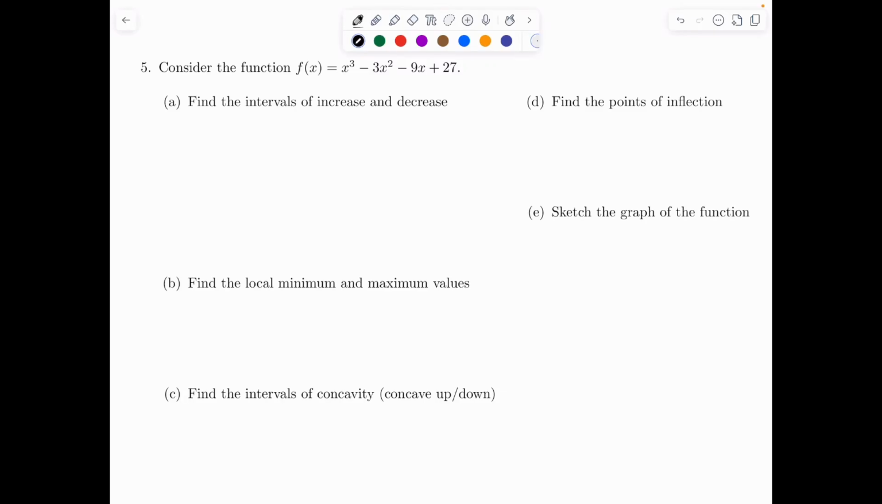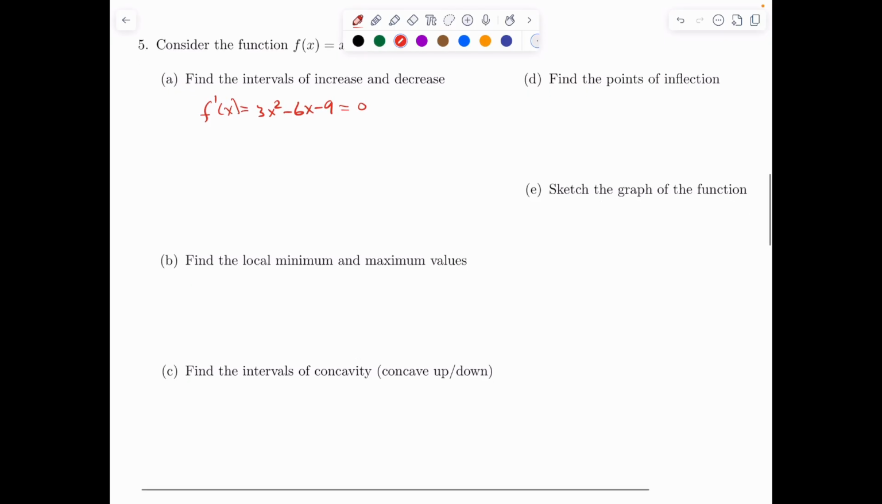Let's take a look at this function. We're going to find the areas of increase and decrease by finding the derivative, of course. So f prime of x is 3x squared minus 6x minus 9. It's much easier if we just find out where this is 0, and then we'll fill in the blanks. So we're actually finding the critical numbers.